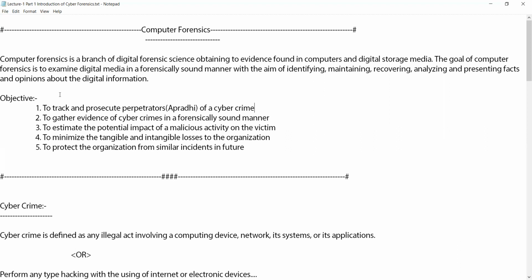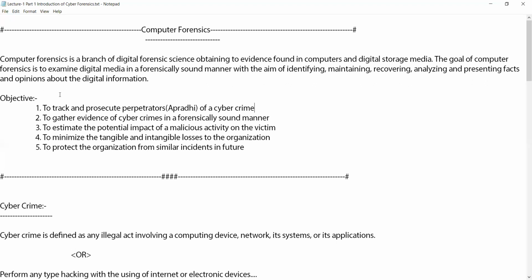The actual goal is basically to obtain the evidence found which is related to a computer as well as a digital storage media. So in this investigation part, the investigator is performing some type of analysis procedure, some type of gathering procedure, and after that they find some type of evidence from the computer as well as the digital storage media. So the goal of this whole computer forensics is to examine that particular computing device, digital media, in a forensically sound manner.